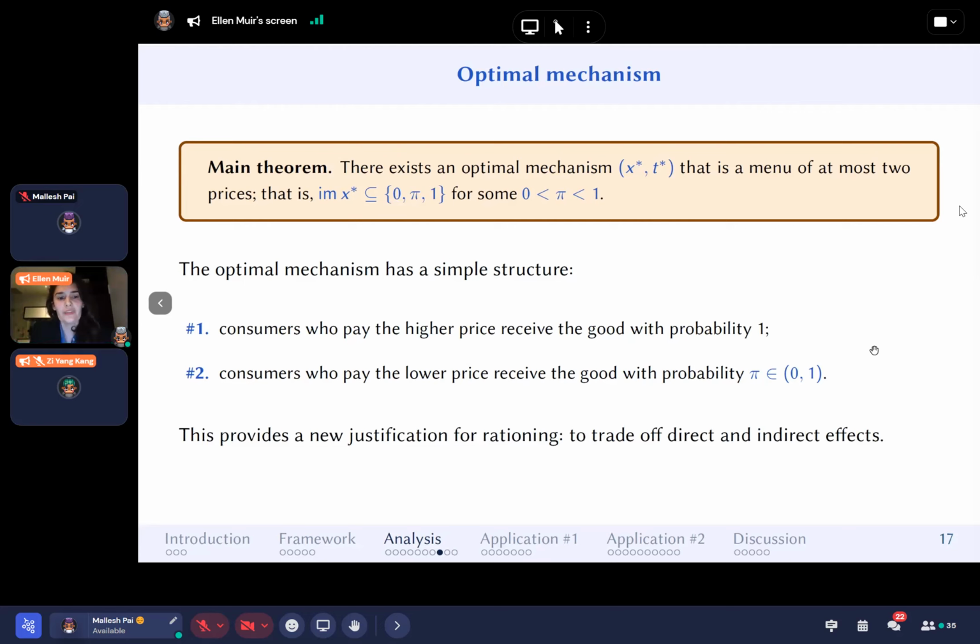So this, and Ziyang will talk about this in more detail in the context of the applications, but this theorem, essentially, we can think of it as providing a new justification for rationing. In this problem, the designer faced this trade-off between the direct and indirect effects, and as a result of the constraint that this introduces into this inner problem that the designer is solving, this is why we might end up with a designer that elects to ration in equilibrium.